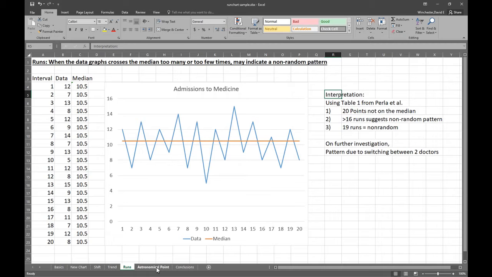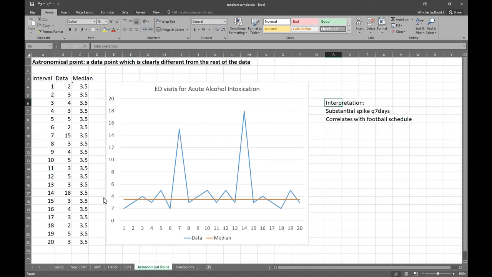Okay. So the last rule we're going to talk about is not a rule, actually. It's more of a gestalt. And so this is the astronomical point. And the idea here is that when you look at your chart, if you see a point that is far, far away from all the rest of your data, if you have something that's, say, 3 standard deviations away from your data, that represents a special circumstance, a special situation. Some strange thing happened on that day, or that week, or that observation that stands out as an astronomical point, high or low.